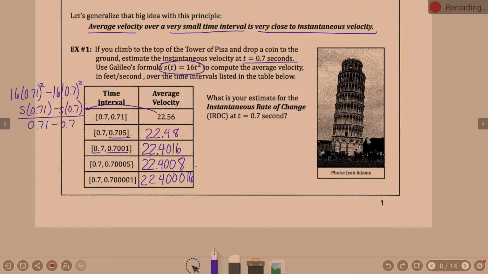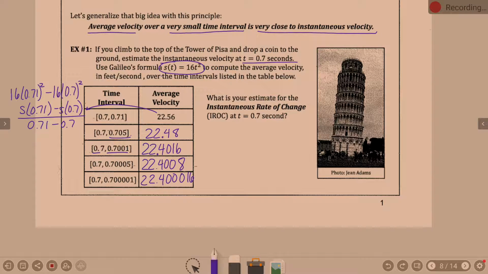Okay, so those are the average velocities at each of those time intervals. Those time intervals are getting very, very small, aren't they? This last time interval, tenths, hundredths, thousandths, ten-thousandths, hundred-thousandths, millionths, is a millionth of a second difference. Are we getting very, very close to instantaneous velocity? Yes, we're getting very, very close.